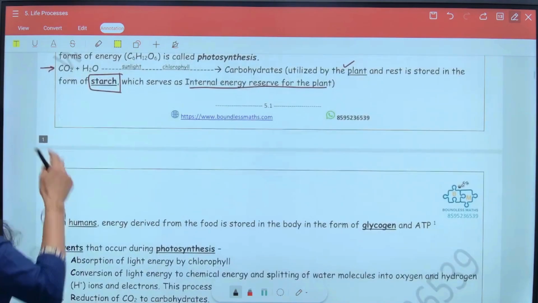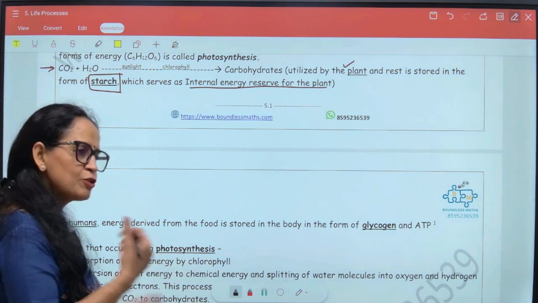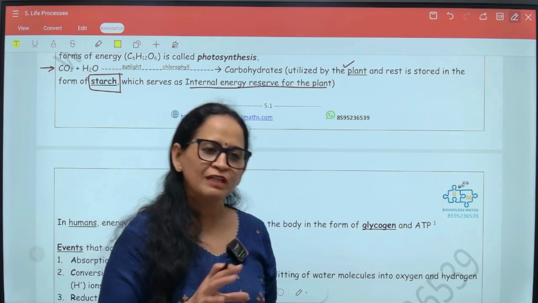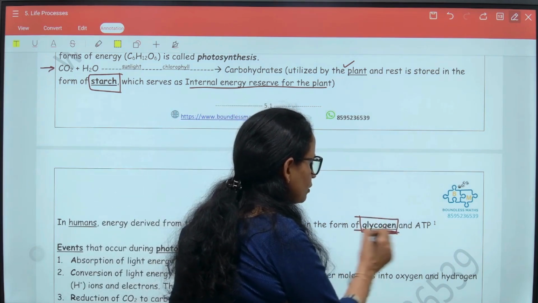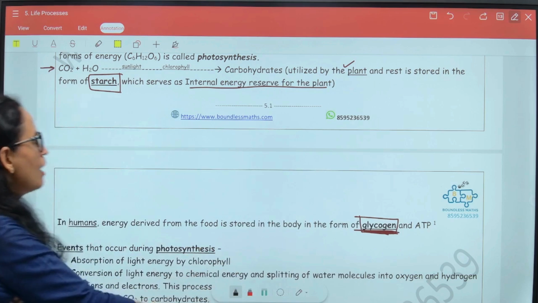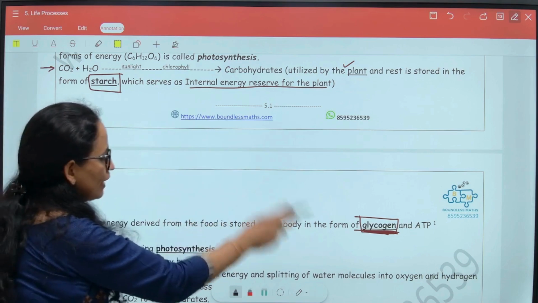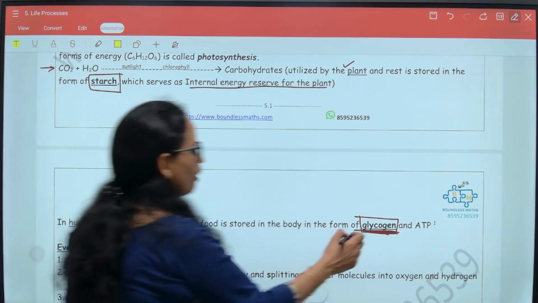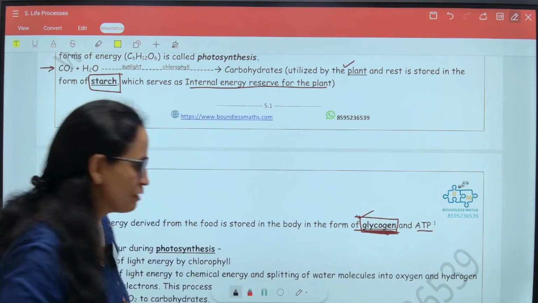Now let's come to humans. When we eat this food created by plants, then we also use the energy created from that food by breakdown of that food. But whatever is extra is stored in the form of glycogen and ATP. Now what is glycogen? Glycogen is the internal energy reserve in animals, specifically humans, whereas starch is the internal energy reserve in plants. So please remember these two words, starch and glycogen, very important from MCQ perspective. So the energy is stored in the form of glycogen and ATP also. We'll come to ATP in detail when we talk about respiration.